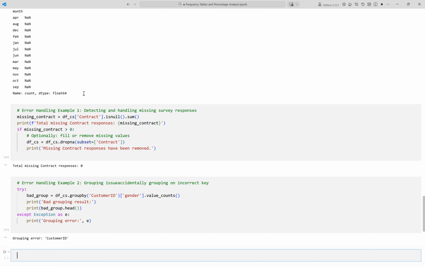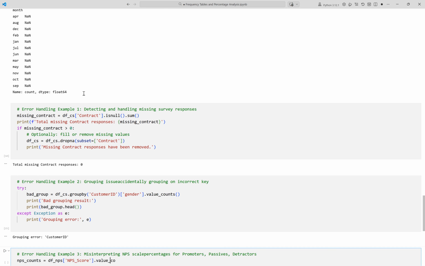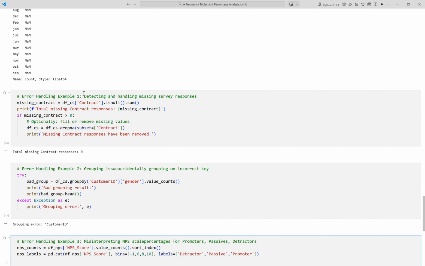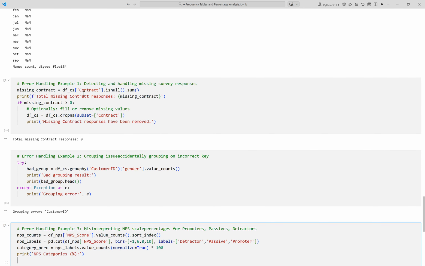If we treat NPS as just a number, we miss its customer loyalty insights. We get the count of each raw NPS value. We bin the NPS scores into standard categories: detractors 0 to 6, passives 7 to 8, promoters 9 to 10. We calculate percentage per group. We print the percentages to clarify real-world impact.